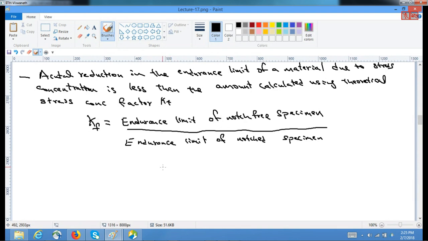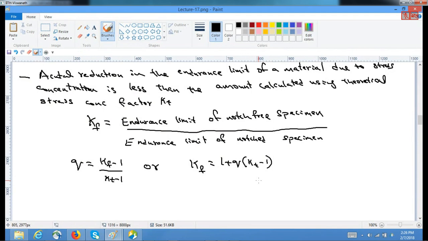So, as we have given, notch sensitivity, which is defined as q equals Kf minus 1 by Kt minus 1, or Kf can be obtained if we know our notch sensitivity factor and the theoretical stress concentration factor Kt. Kt is obtained through analytical methods, whereas Kf is the actual thing that is there.